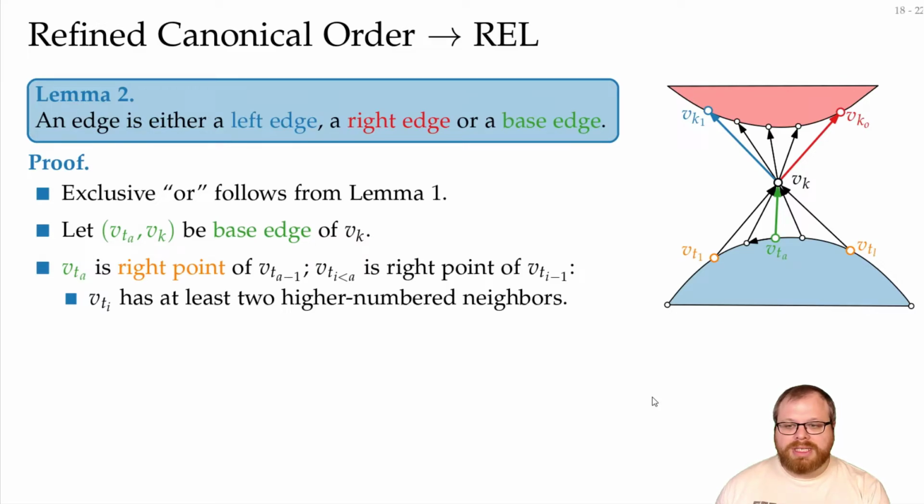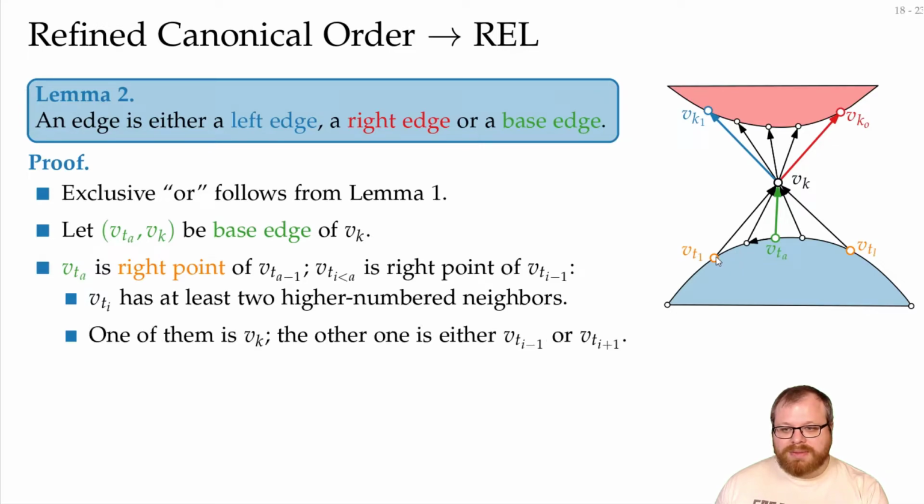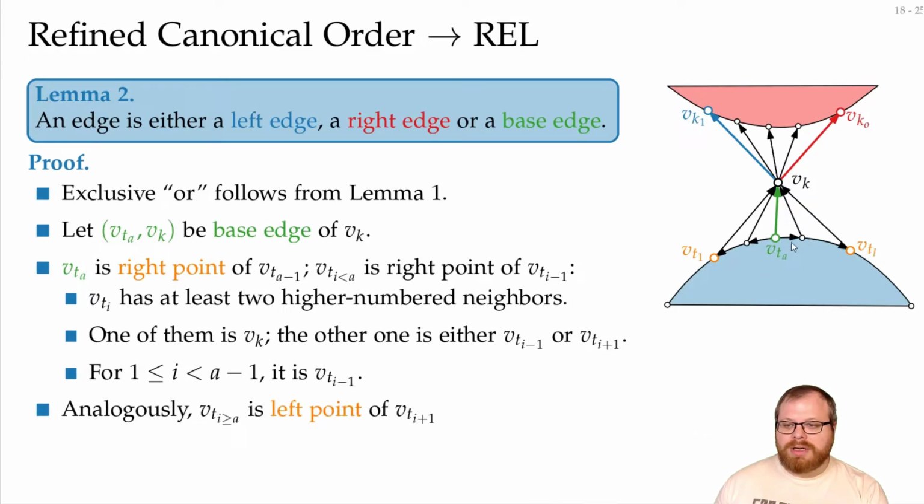So our vertex VTI has at least two higher numbered neighbors. That comes from the refined canonical ordering. One of those is VK. This one is not it, because it already has an outgoing edge from here by induction. So that means the other one has to be this one. So we must have a direction from here to here. And now again, this has an outgoing edge here. This is the first incoming edge in circular order, so this is the right point. And with the same argument we can go to the right and say that this is a left point of this, is a left point of this, and so on.